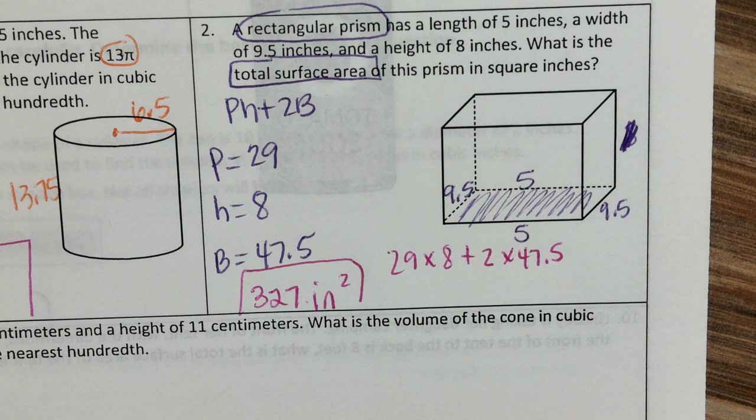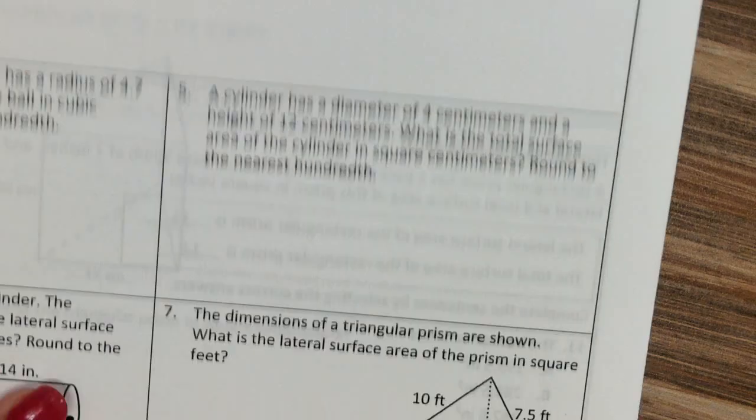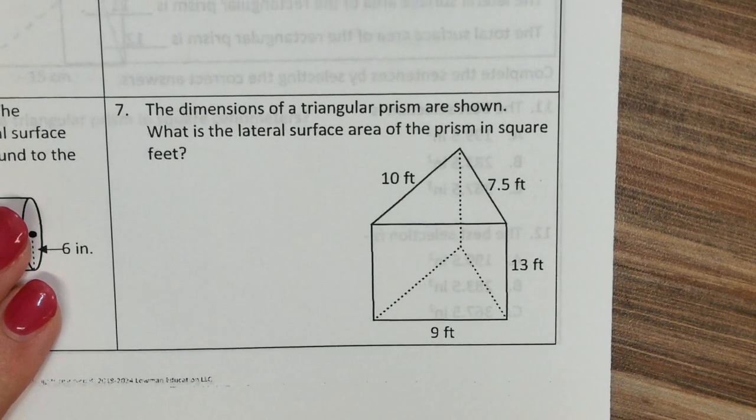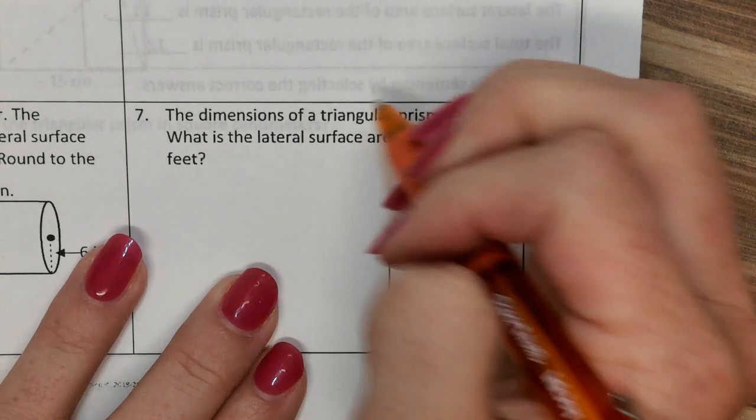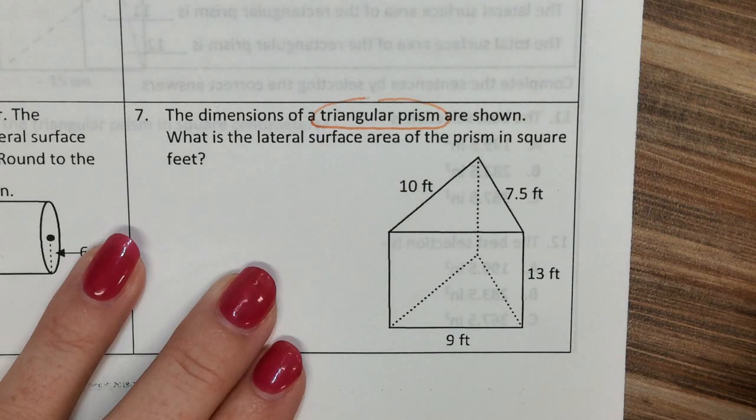All right, the last example I'm going to do with y'all is number 7. It is a triangular prism because that's the one we struggle with the most. So go to number 7. What word should I circle right away? Triangular prism.